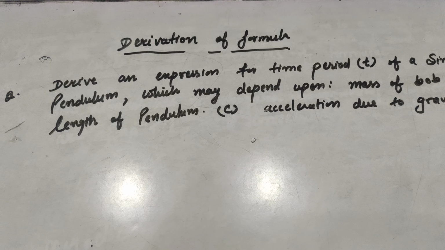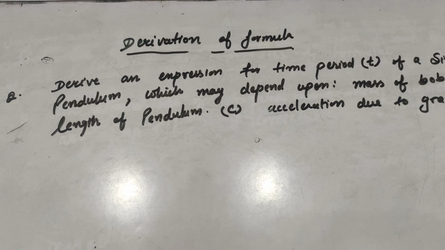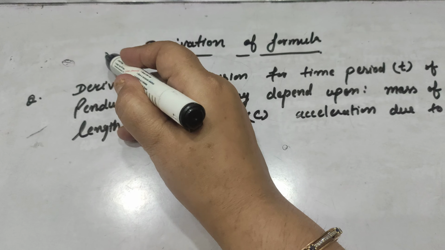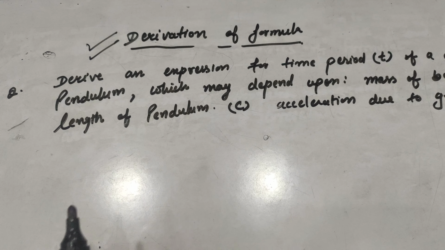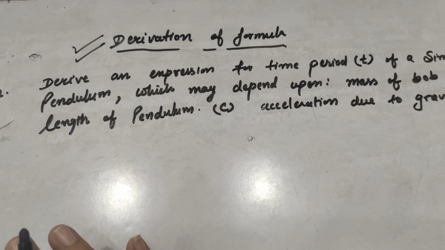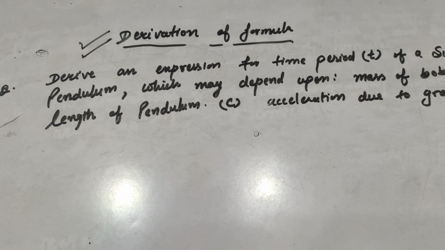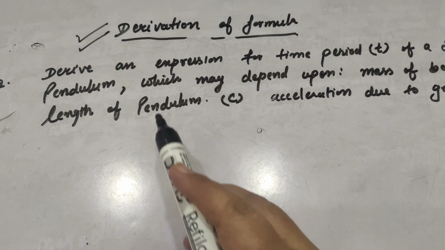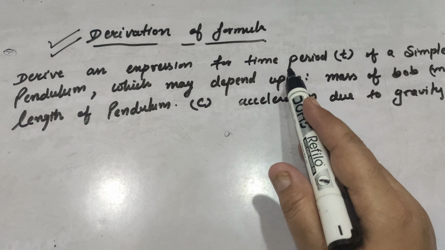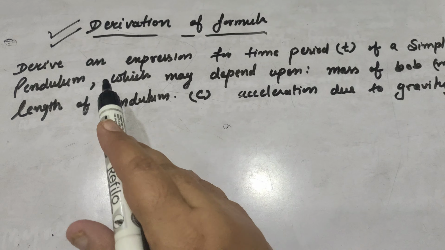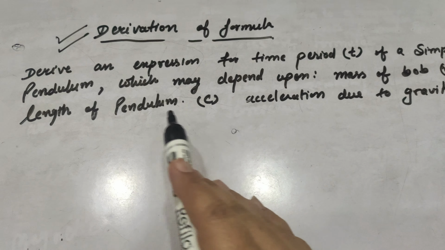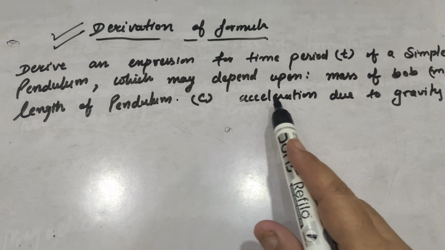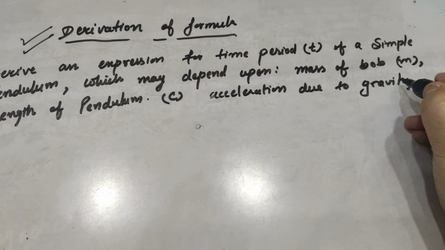The next application or use of dimension analysis is derivation of formula. To understand this, let us do one numerical. We will follow the steps accordingly. Here the statement is: derive an expression for time period of a simple pendulum which may depend upon mass of the bob, length of the pendulum and acceleration due to gravity g.